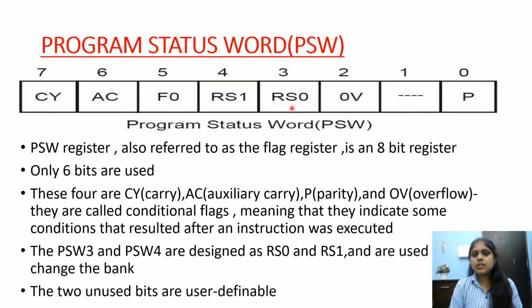As you can observe in the picture, this is PSW3 and PSW4. They are designated as RS0 and RS1, and are used to change the register bank. The two unused bits are user definable. So this one, PSW1, and this F0, PSW5, these are user definable unused bits.